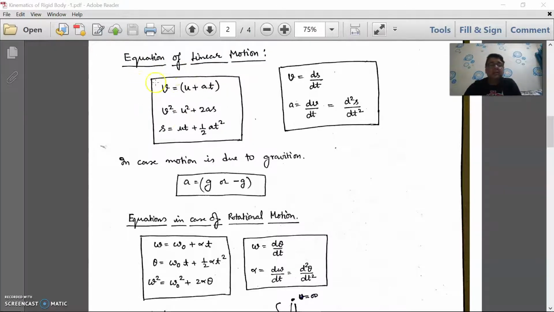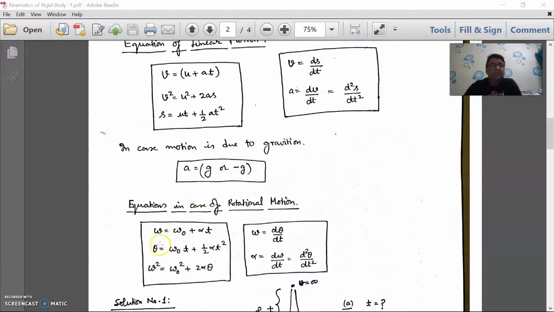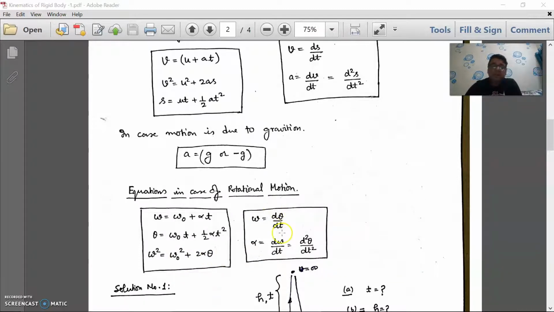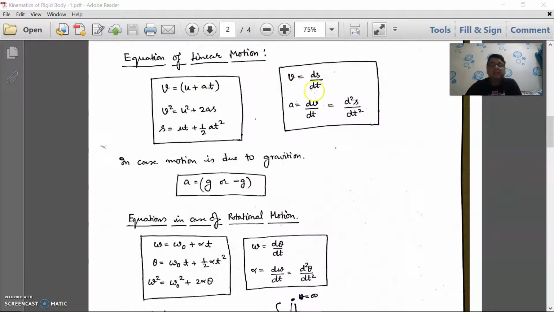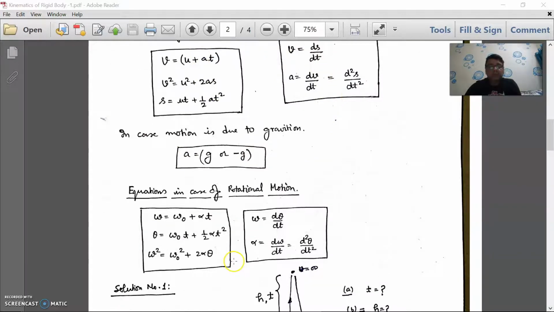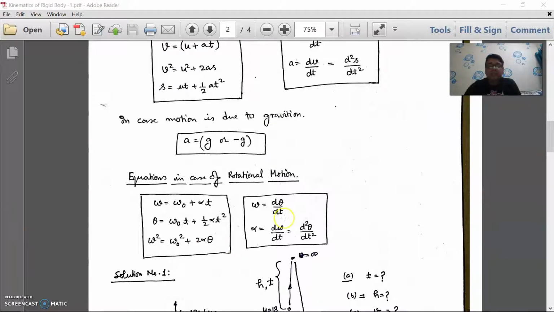Just analogous to the linear equations of motion, these are the equations in case of rotational motion: omega is equal to omega naught plus alpha into t, theta is equal to omega naught into t plus half alpha t square, and omega square is equal to omega naught square plus twice alpha theta. The differentiation formulas, as we have already seen in case of linear motion, are the same in rotary motion, right? Now we can discuss some of the numericals which are based upon it.